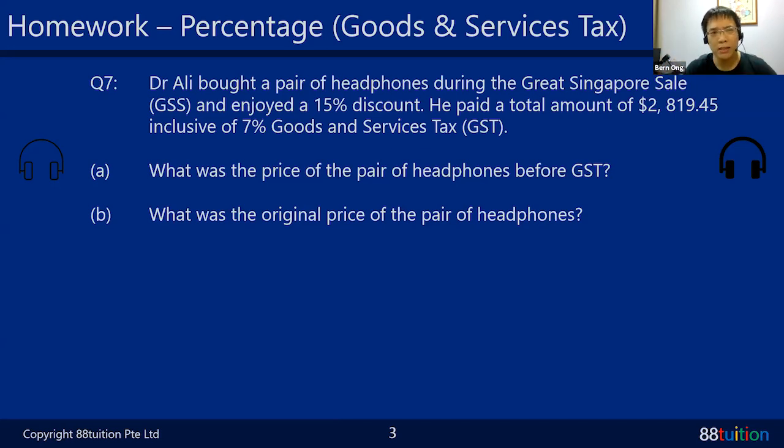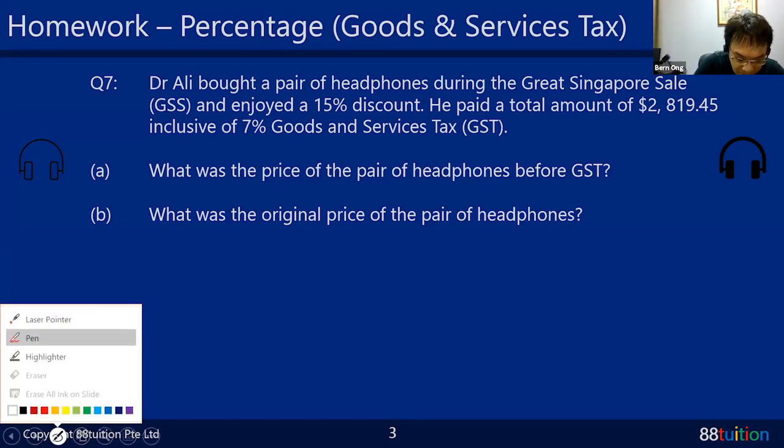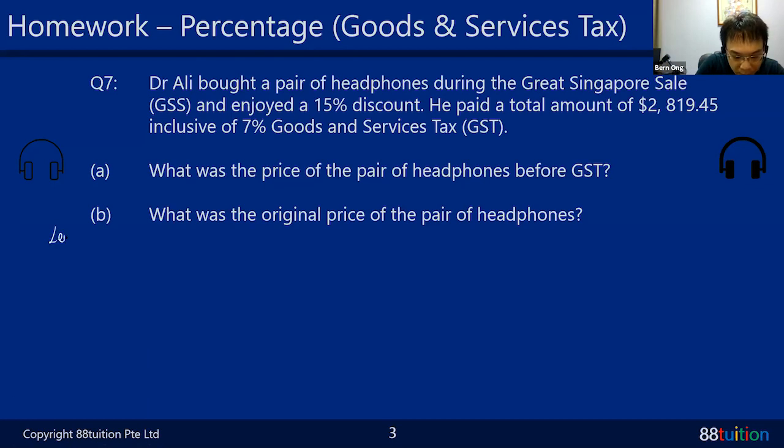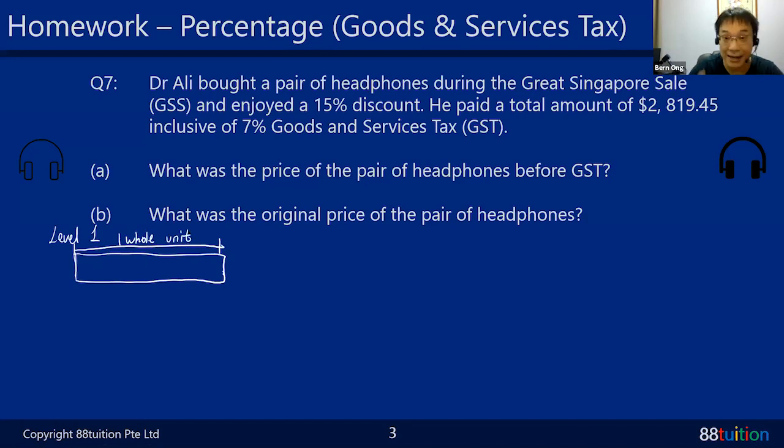Usually this type of question, we have to talk about level 1 and level 2. Check this out. Level 1, we are talking about the full 100%. This is like one whole unit again. It's something like the previous one. They are actually linked. This is one whole unit.